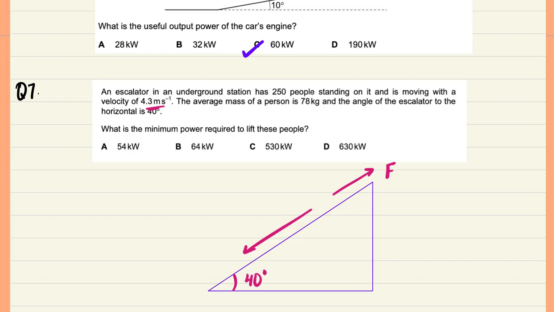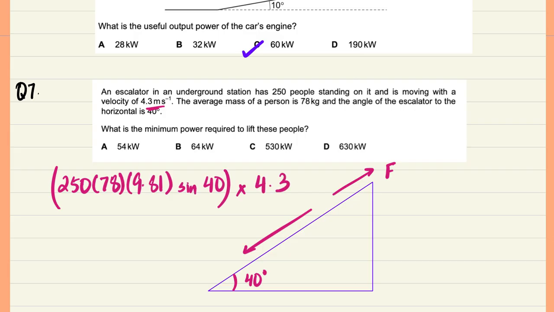So in this way, it's easier than the previous question. So that's going to be the total mass. So 250 people, each has mass 78 times 9.81. This is mg, then sine 40, and this is again the force. So for the power, I would multiply by the velocity, which is 4.3. So now just doing this on my calculator, this is 528, or 530 kilowatts to 2 SF.